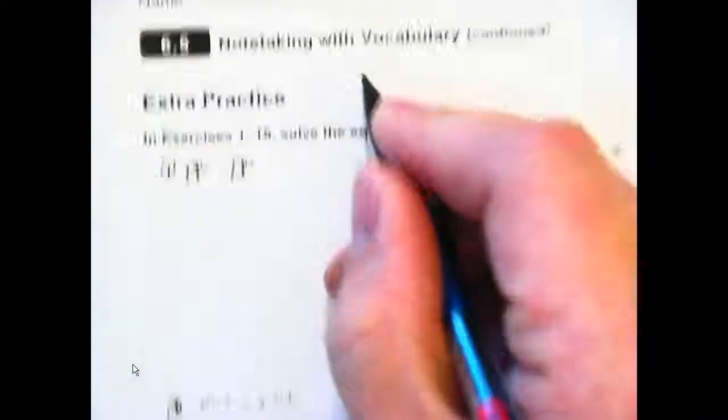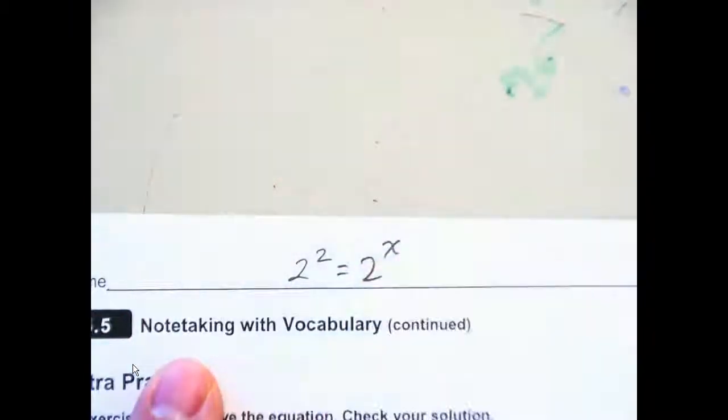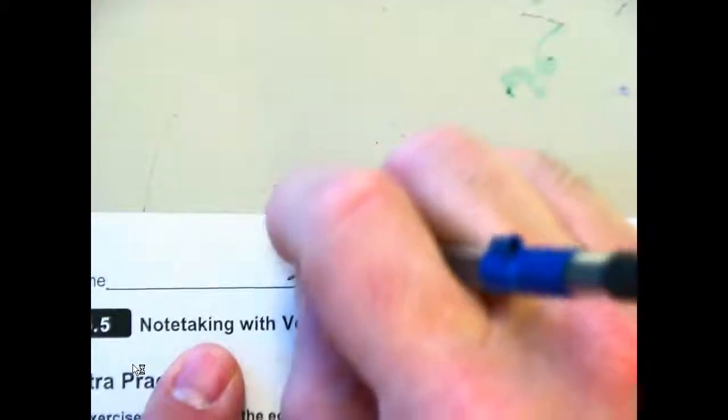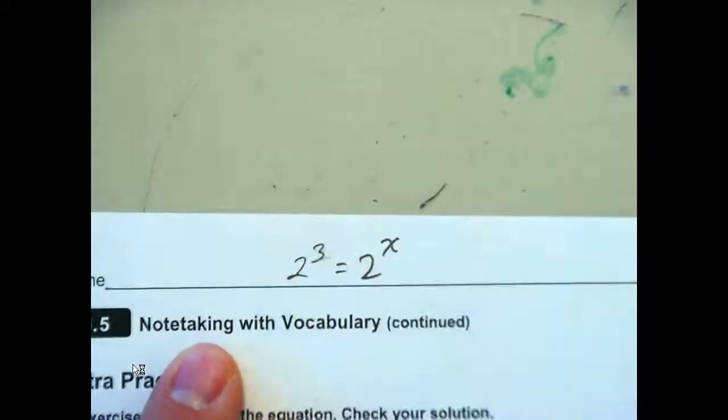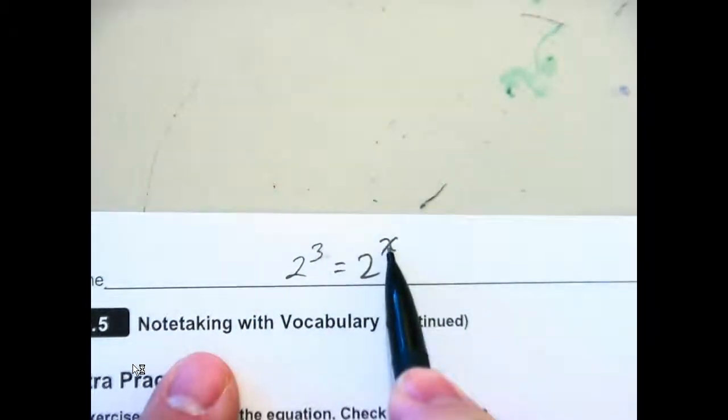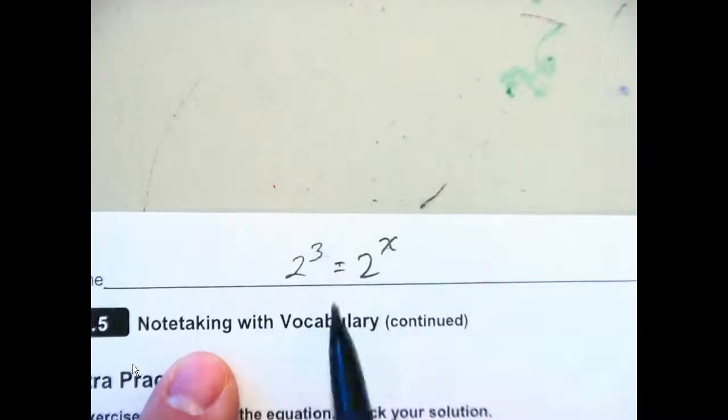So if I said, for instance, 2 to the second equals 2 to the x, okay? Or better yet, let's make that a third. That way we're not confused with the 2. 2 to the third is equal to 2 to the x. What does x have to be? 3. Because they have to be the same. They're equal.